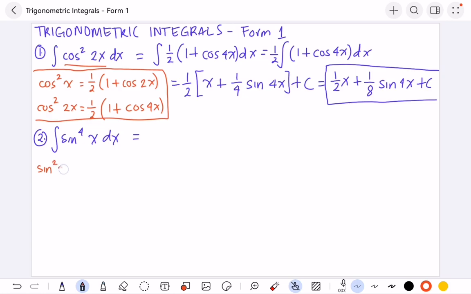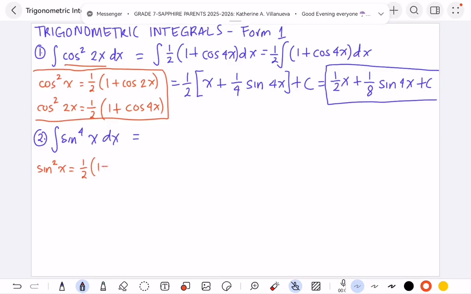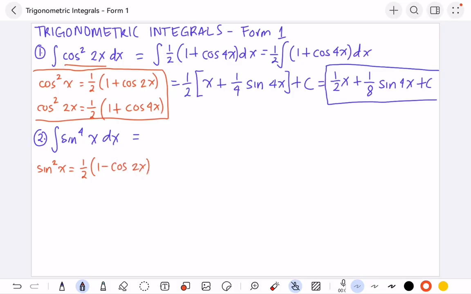So we use sine square of x, which is equal to 1/2 times 1 minus cosine of 2x. That's it. This is the formula for sine square. But as you can see in the integrand, the given is sine to the 4th x. So to get this, we simply have to square sine square. So squaring the right-hand side, we have 1/4 times 1 minus cosine of 2x squared.